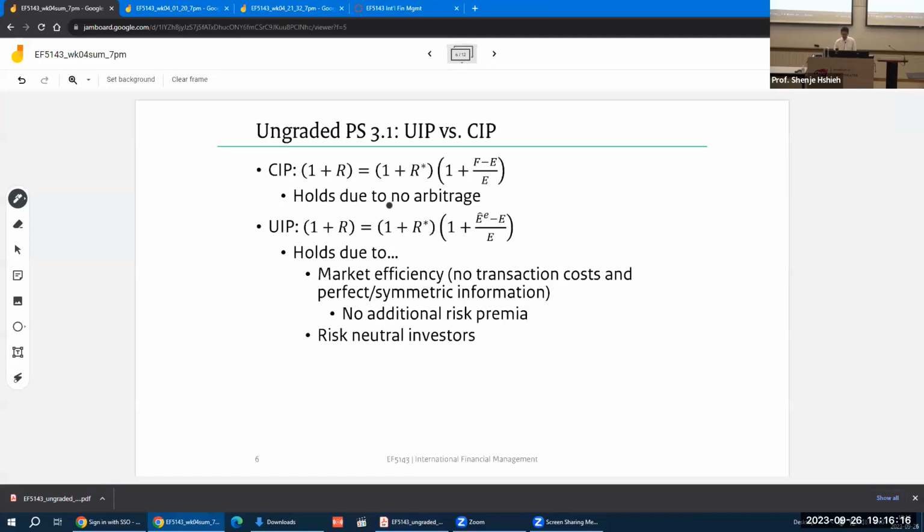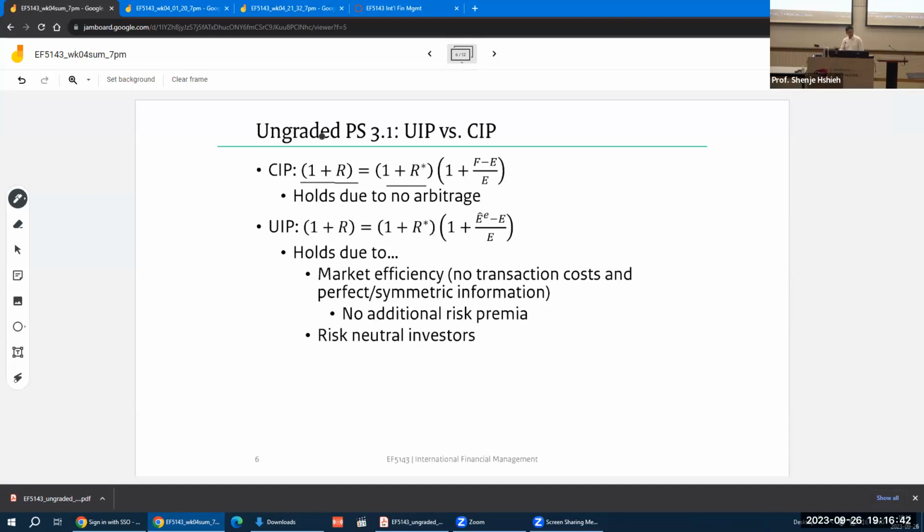All right, so let's go over question 3.1. What's the difference between uncovered interest rate parity and covered interest rate parity? This is something you should know just by the end of last week's lecture, right? But if not, you can write out the equation and then figure out why these parities have to hold in the first place. So for CIP, you should all know this equation, right?